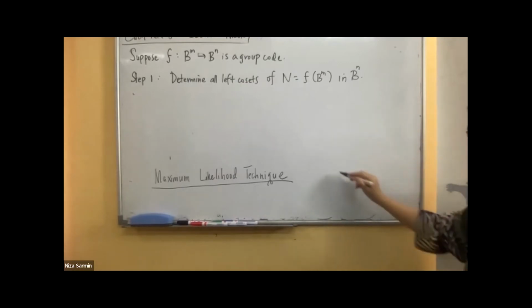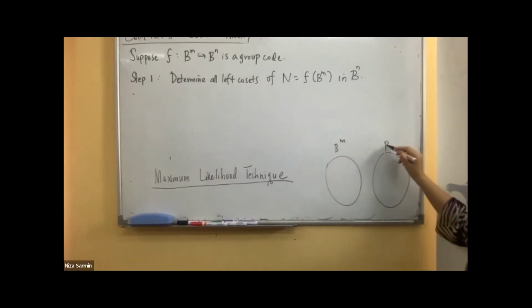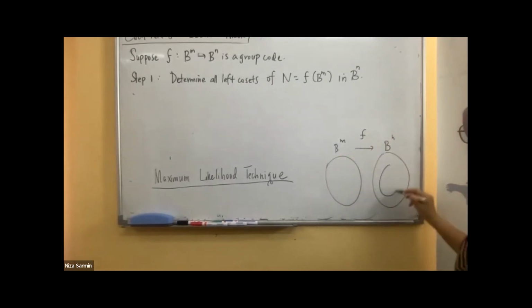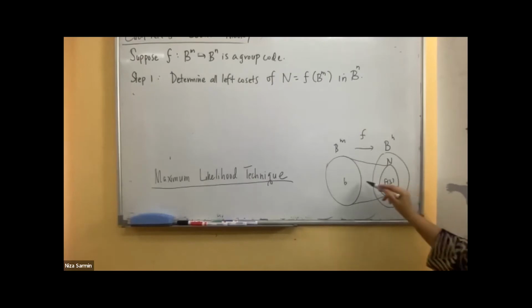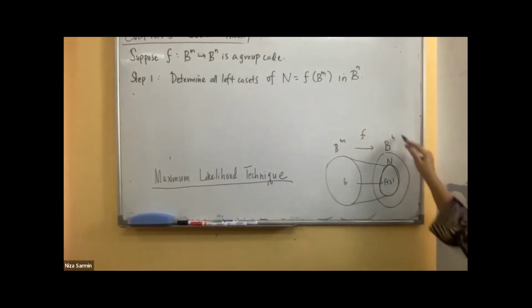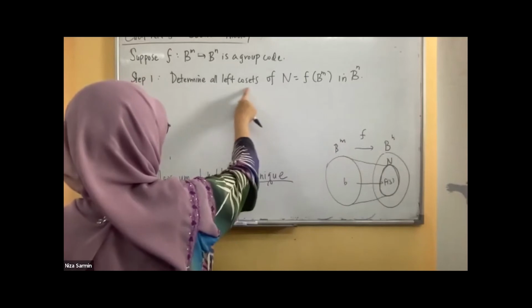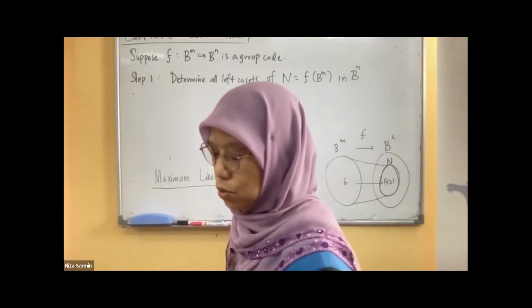Because just now, let me draw again. You have B^m, you have B^n, you have F. Everything from here, you have N. This all goes to here, yeah? If you have a B here, you have F(B) here. So this is the whole thing that goes to N, and this is in B^n. I will talk more about what you mean by coset. You remember from the last time we mentioned about the group, there is a coset.